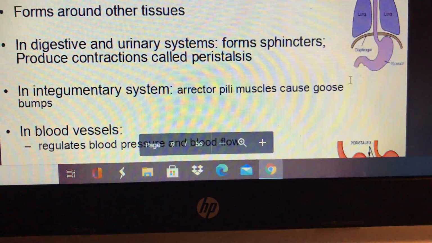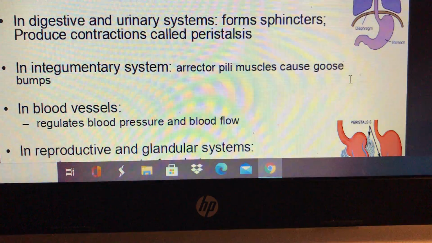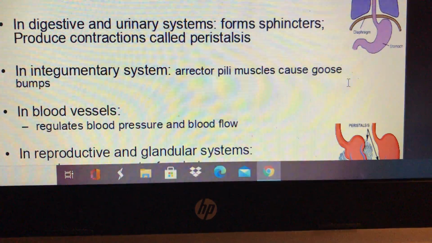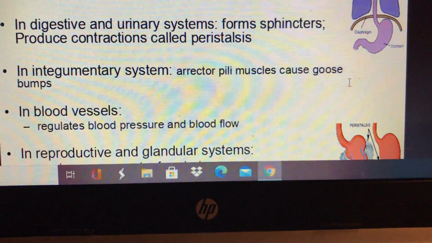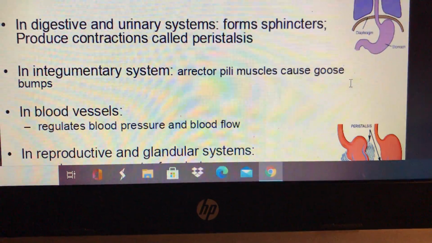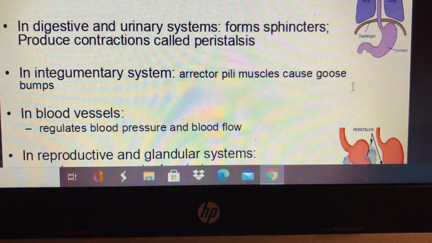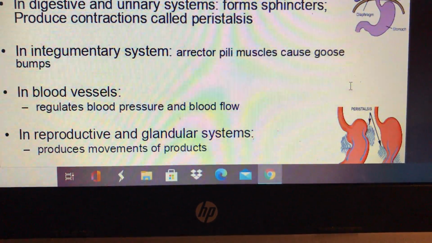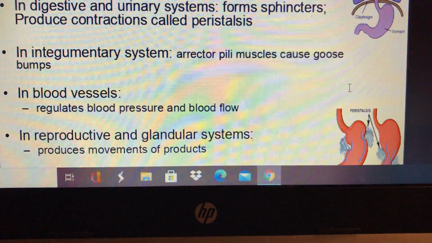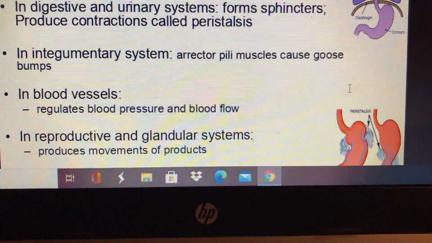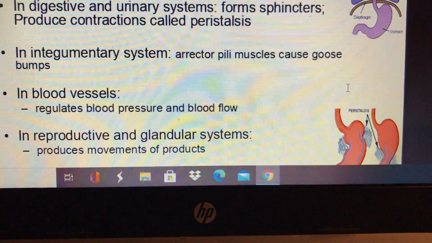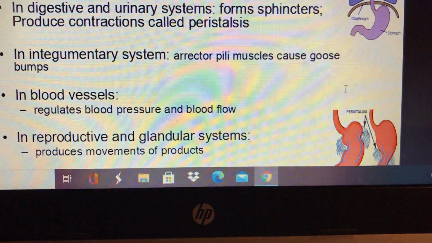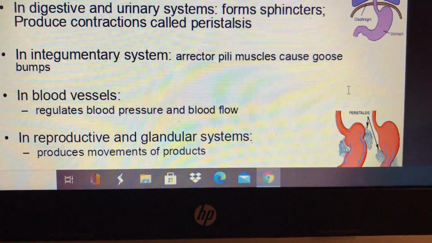Some smooth muscle functions: forms around other tissues in digestive and urinary systems, forms sphincters, produces contractions called peristalsis. In the integumentary system, erector pili muscles cause goosebumps. In blood vessels, it regulates blood pressure and blood flow. In reproductive and glandular systems, smooth muscle produces movements of products.